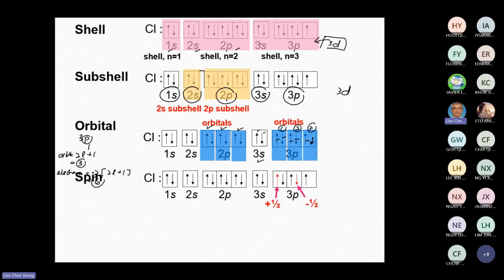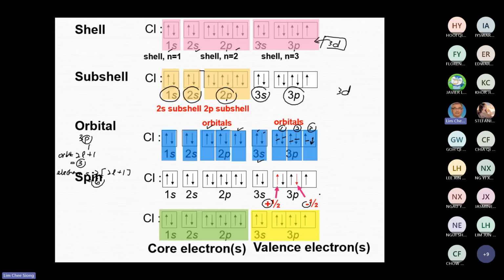And okay, then spin number: upper is positive half. Must put positive half, must put. If it is lower, negative half. Must put. Okay, then afterward, we go for the last, which we call the core electron.